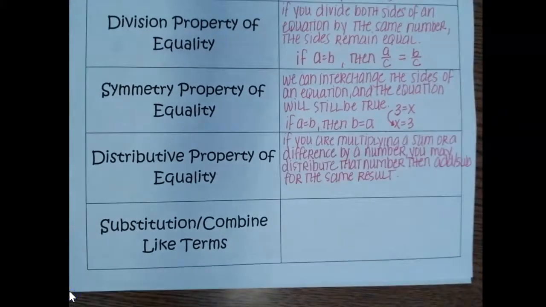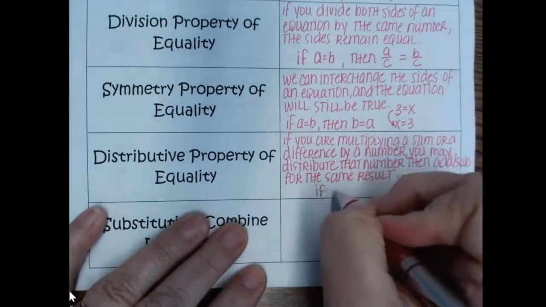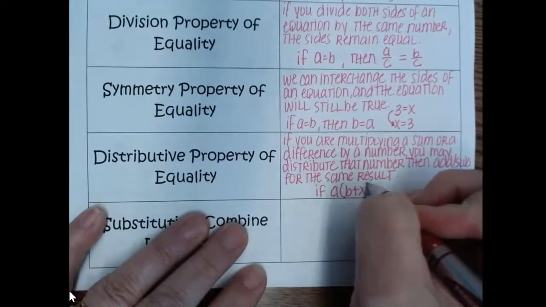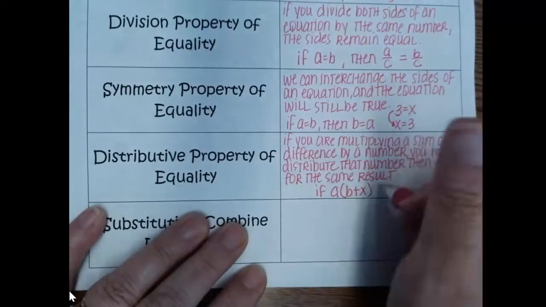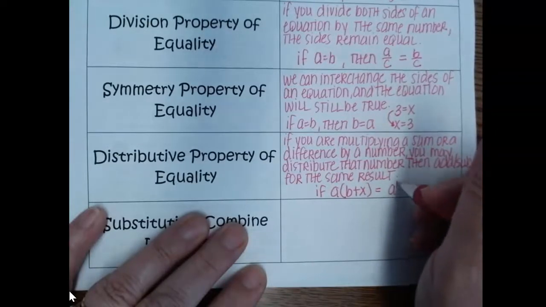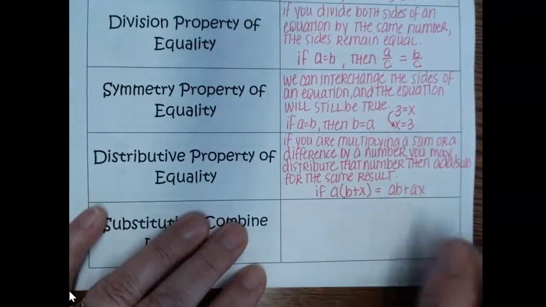Okay? Now, your distributive property of equality. If you are multiplying a sum or a difference by a number, you may distribute that number, then add or subtract for the same result. So what that's saying is if you have A times (B plus X), so this would be multiplying a number times a sum, you can distribute that and have it equal the same thing. So these are still equal to each other.